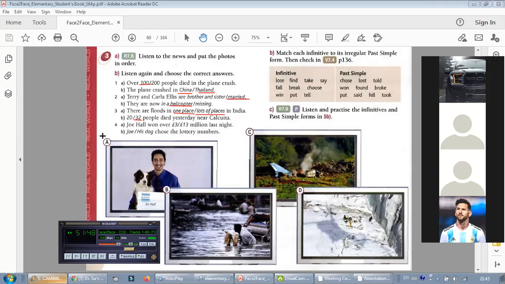Yes. Okay. Number four, Joe Hall won over £3 million last night or £13 million last night. 13. 3 or 13? 13. Okay. Joe, his dog, or his dog, who chose the lottery numbers? His dog. Okay. All right. Now let's listen again.